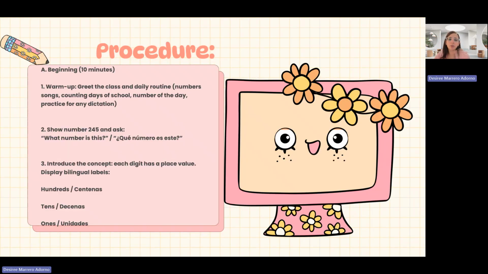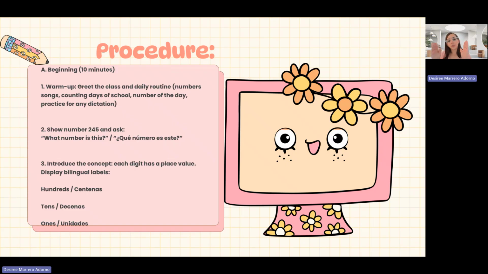The procedure is something really simple in the beginning. I do my daily routine like every day, with my number songs, the counting of days of school, the number of the day. We practice if we have any dictation, everything.